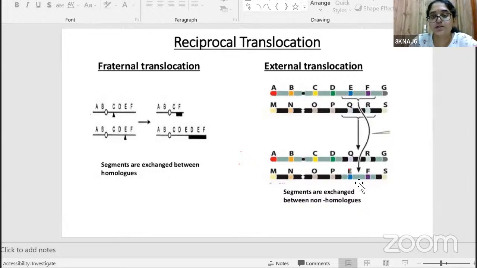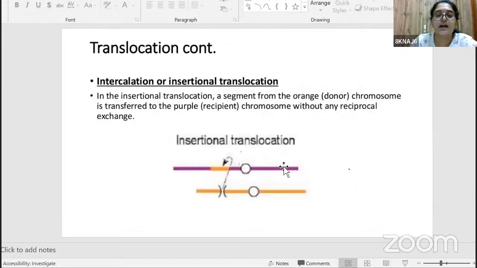In external translocation, segments are exchanged between two non-homologs. These are the homologs, and these are the two non-homologs, so exchange of segments is taking place. And in insertional translocation, or intercalation, a new sequence is inserted altogether into this.